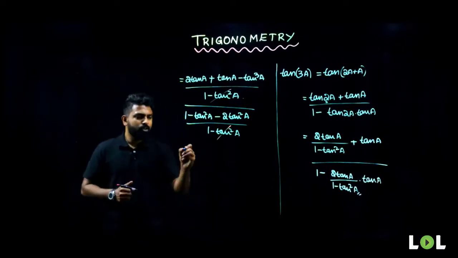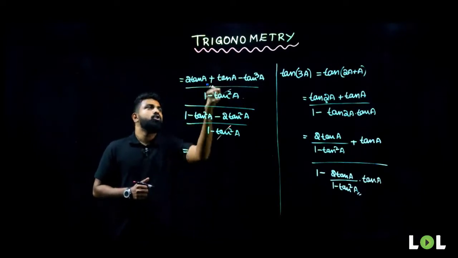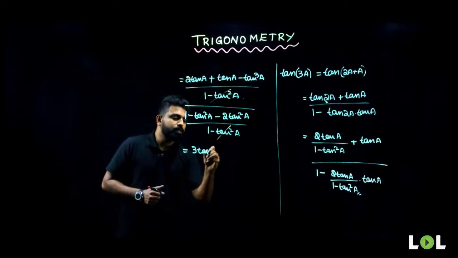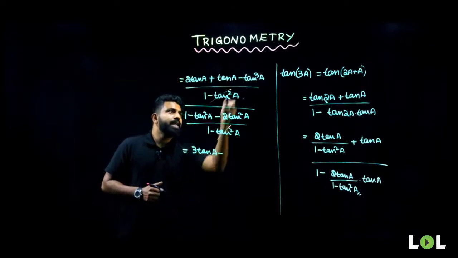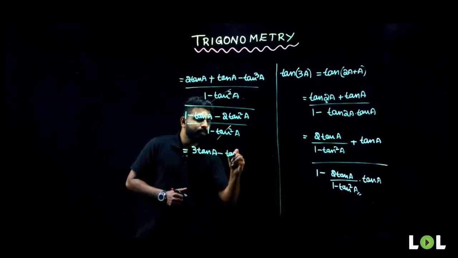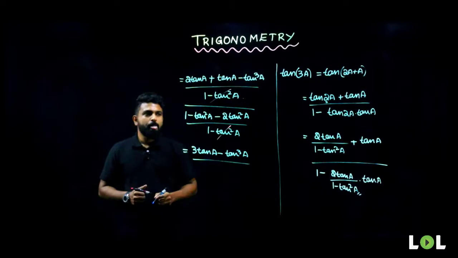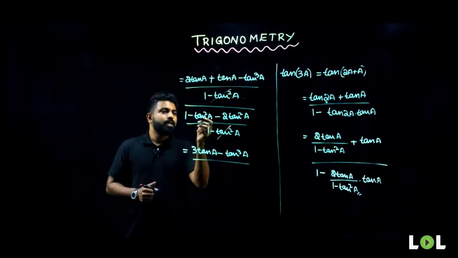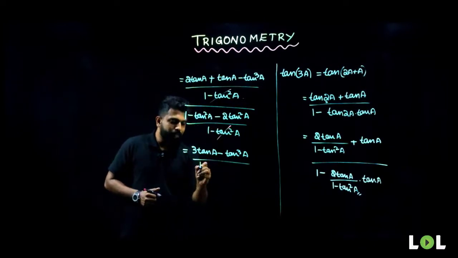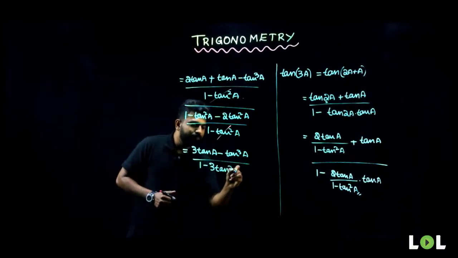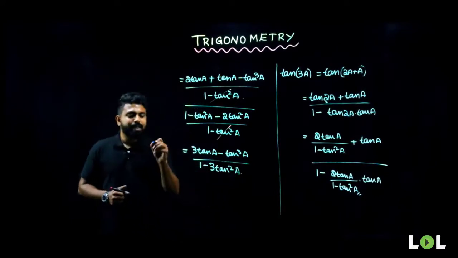So what will I be left out with? I'll be left out with 2 tan A plus tan A, which is nothing but 3 tan A, minus tan cube A, the whole divided by 1 minus tan square A minus 2 tan square A. I'll be left out with 1 minus 3 tan square A. And this is nothing but tan of 3A.